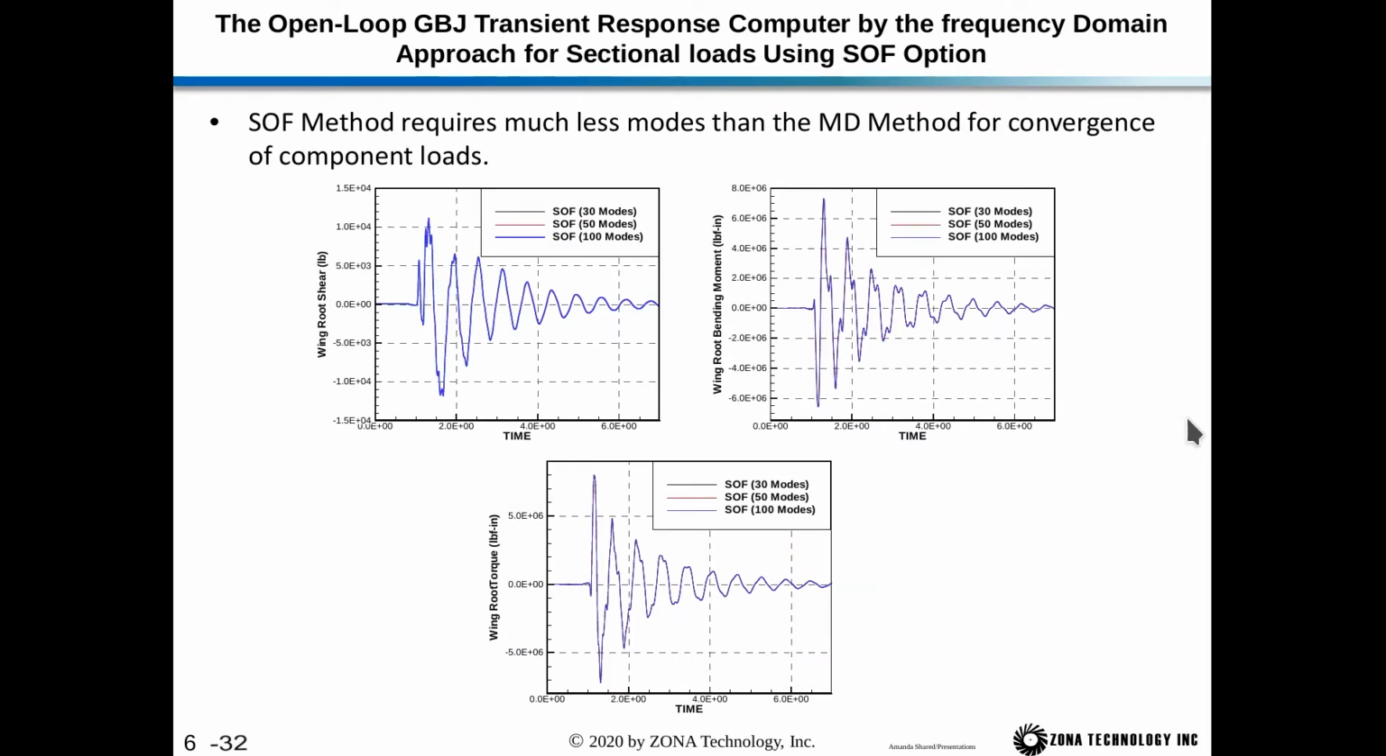So now let's compare with the SOF option. The SOF method requires much fewer modes than the mode displacement method for a convergence of the component loads. So now when we plot the 30 modes, 50 modes, and 100 modes on top of each other and compare the wing root shear, wing root bending moment, and wing root torque, you can see that all of the answers agree with each other. So now, only using 30 modes, we're already getting the correct answer, because when we increase the number of modes, the answer doesn't change. So this indicates that we do have a converged answer.